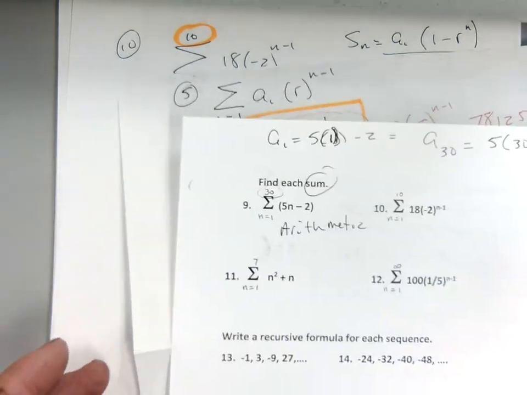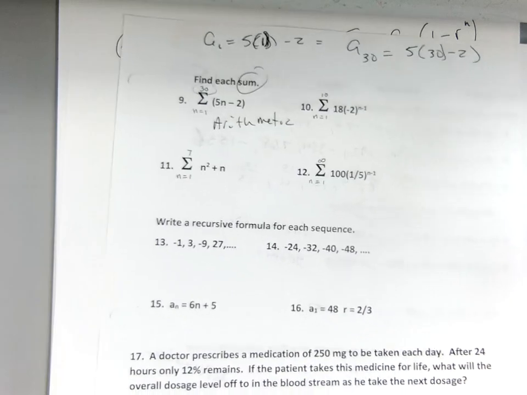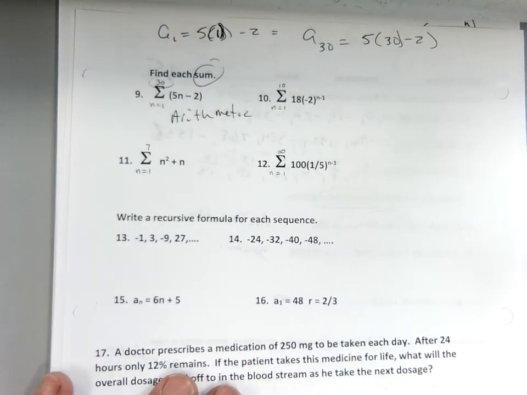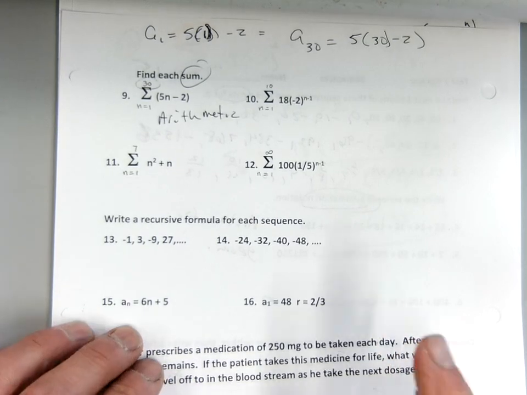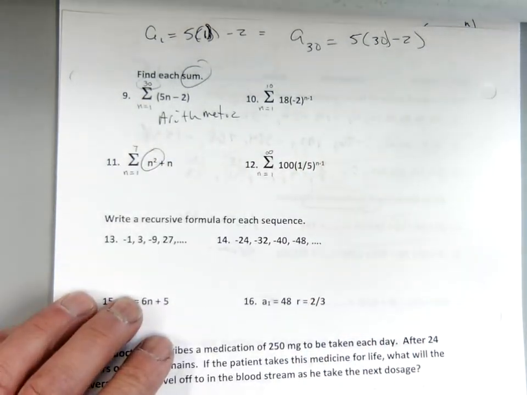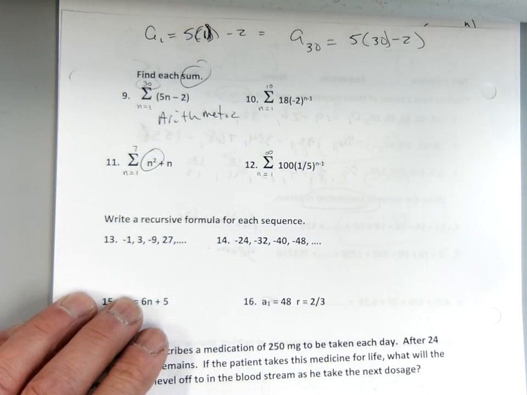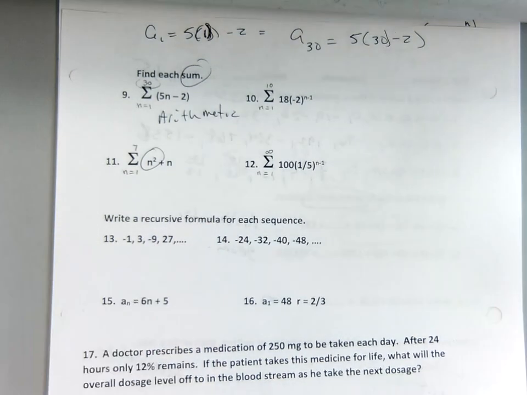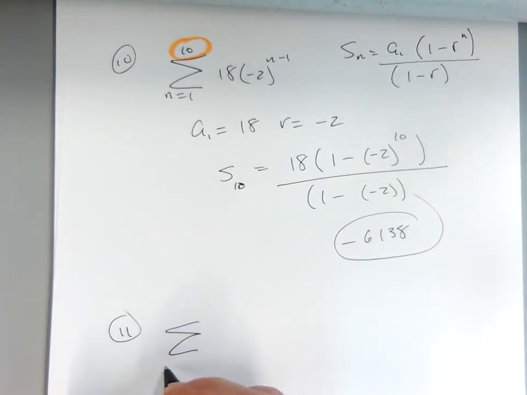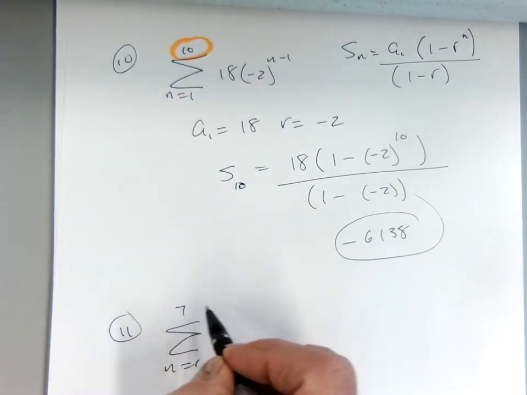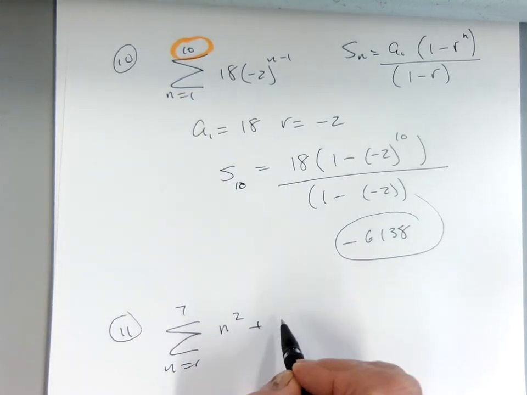All right, number 11. Number 11 has got our other formula in it, doesn't it? Our other formula is just sitting there. So our other formula is going to be the sum from n equals 1 to 7 of n squared plus n.